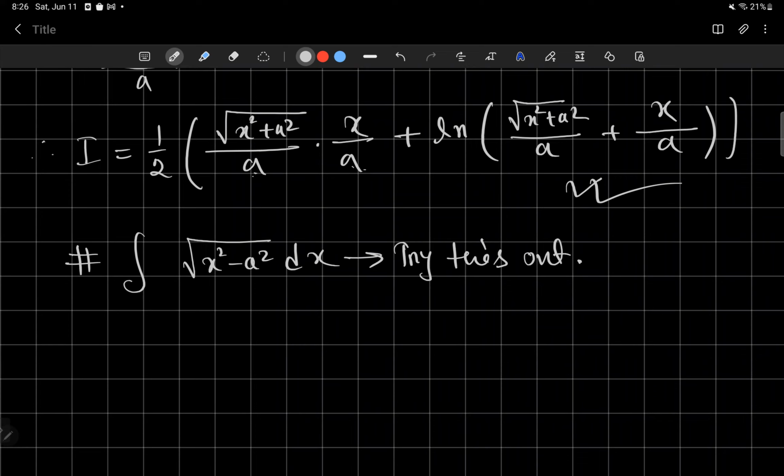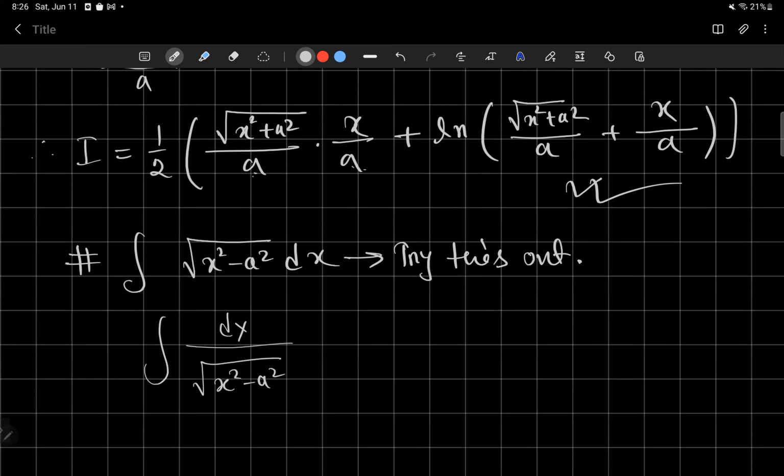Sir, I have a question relating to these kinds of questions. If it is given like this, or it is given in the denominator, should we consider x equal to a sine theta for both situations? So you're talking about something like this? Yeah.